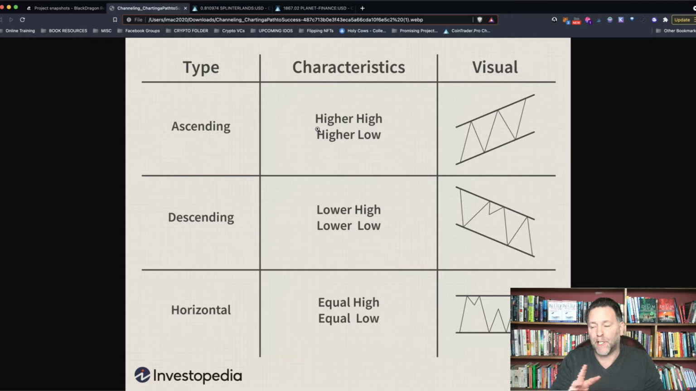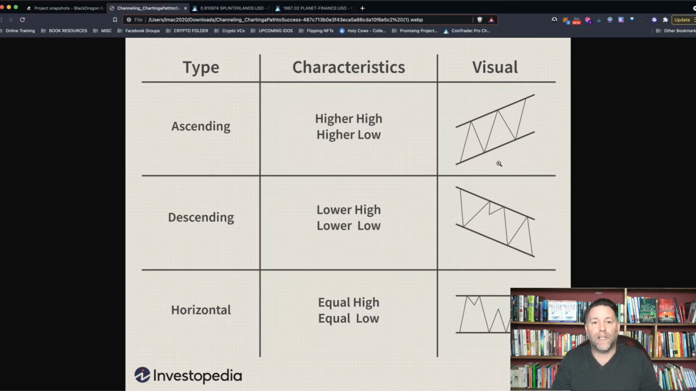So we've got three types of channels. We've got an ascending channel which gives us a higher high and a higher low, which is kind of going up the way obviously. We've got a descending channel which is a lower high, lower low, and that's sloping downwards. And we've got a horizontal channel as well, which is equal highs and equal lows. So we'll be looking at examples of each of these just now.